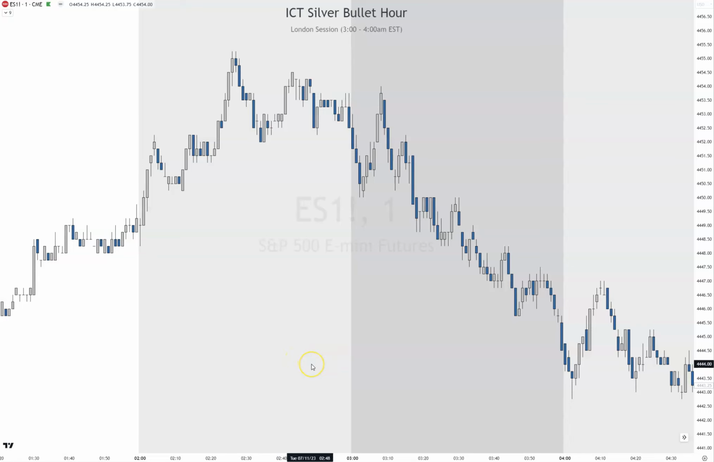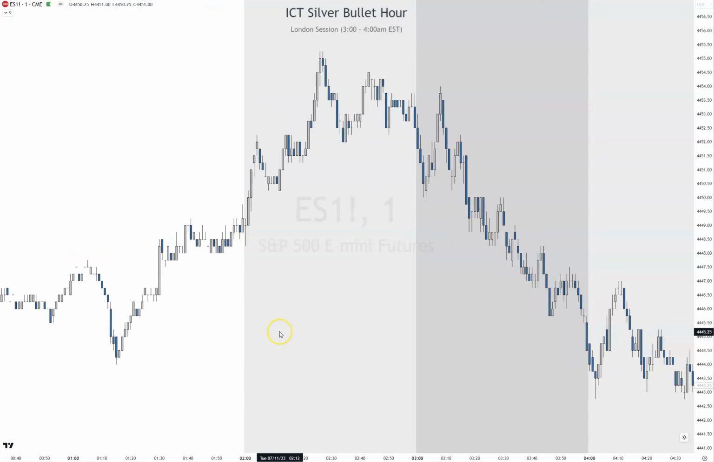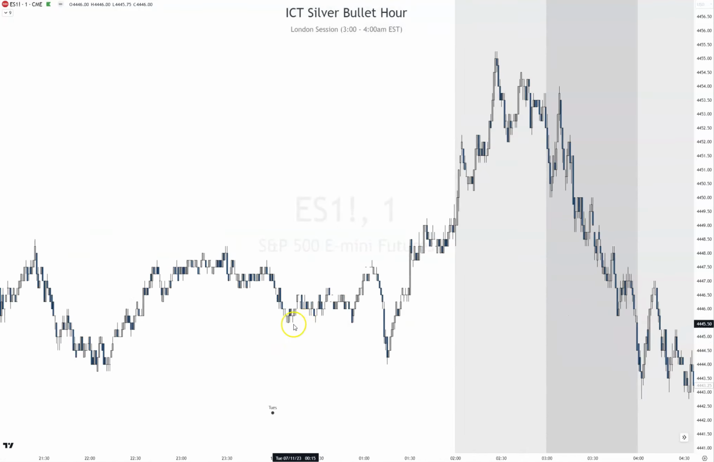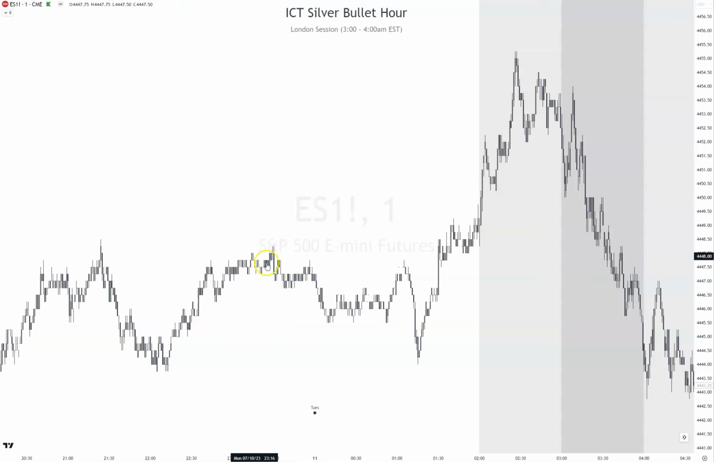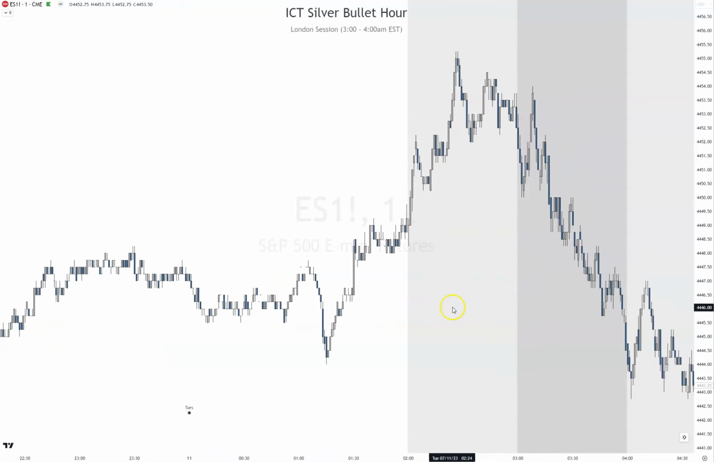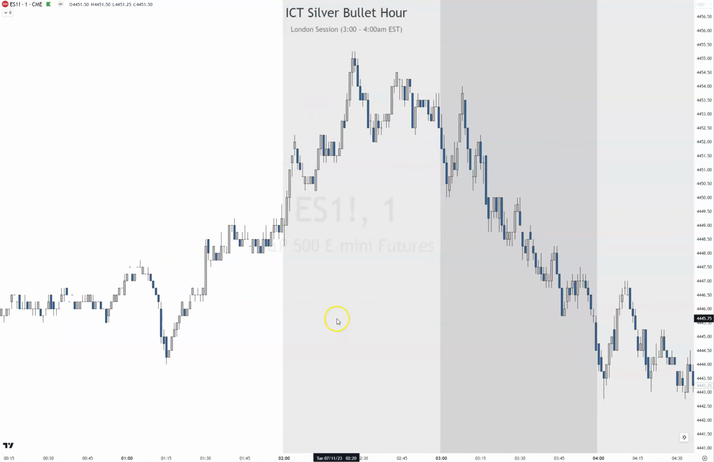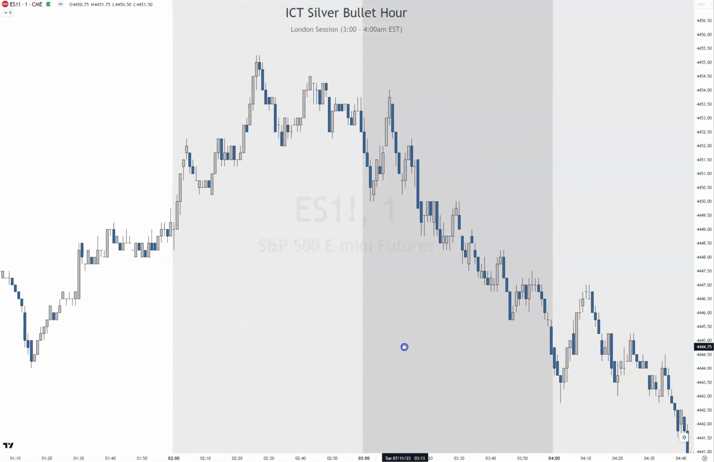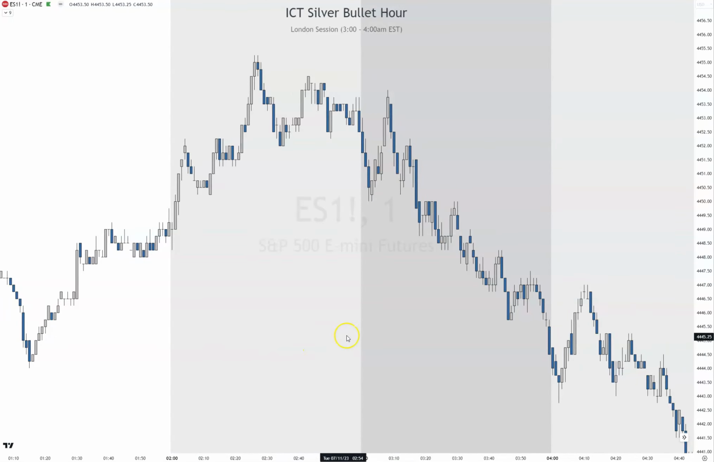Today I want to go over the London Silver Bullet for Tuesday, July 11th. As you can see, here's the Asian range, and here you can see that we've come up through that. We've taken out the high. When we come to the chart, this right here is 2 a.m. This dark gray area starts the 3 a.m. Eastern Time Silver Bullet hour. This is that dark gray area. That's what we'll be talking about today.